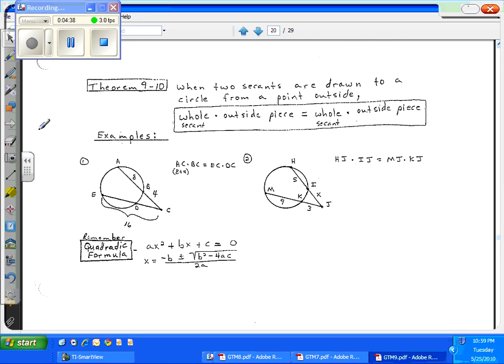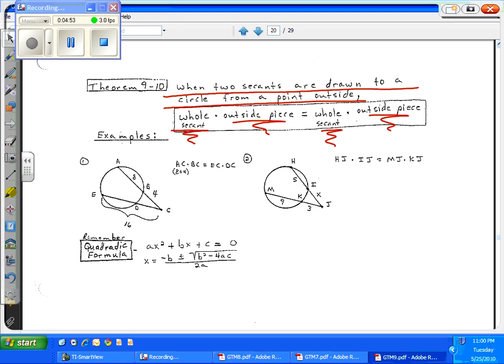Theorem 9.10. If two secants are drawn to a circle from a point outside, then the one whole secant times its outside piece will be equal to the other whole secant times its outside piece. The fancy way to say outside piece is the external segment.